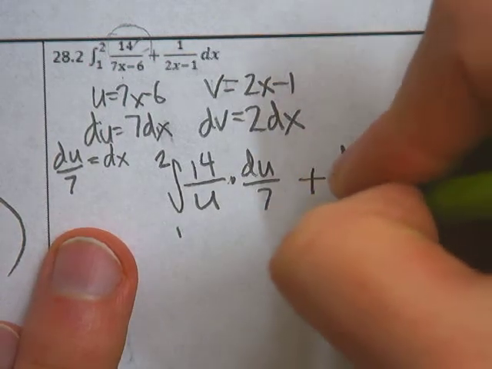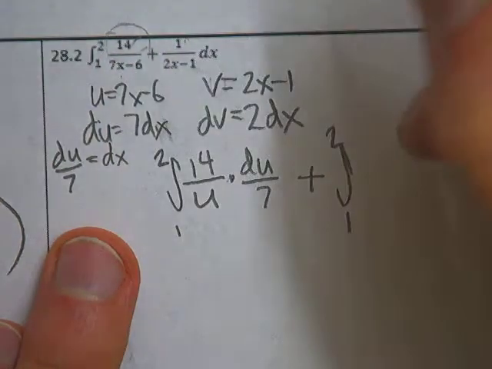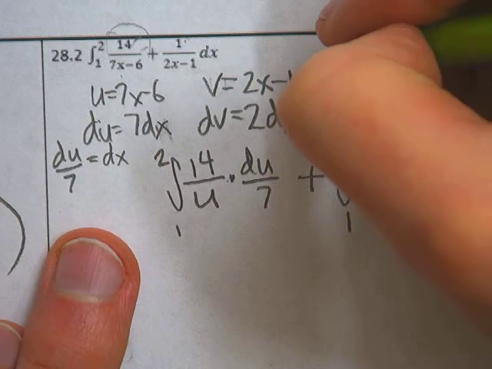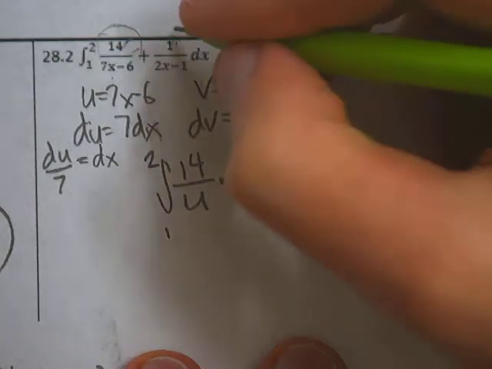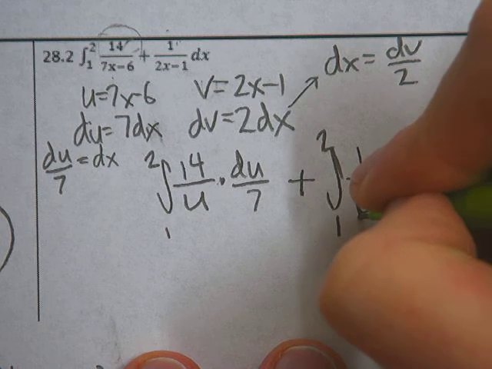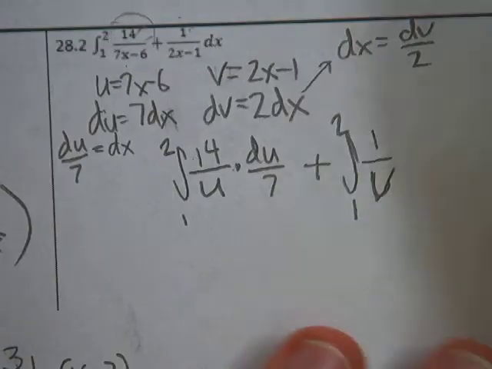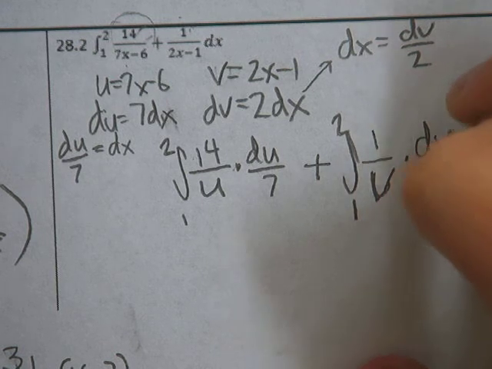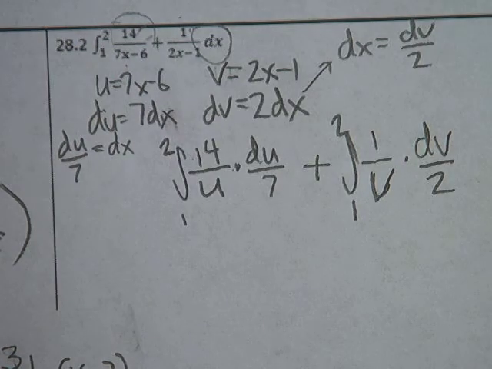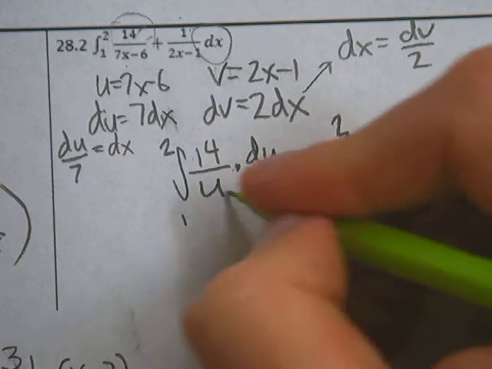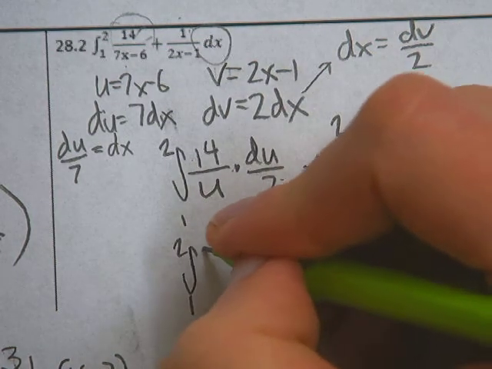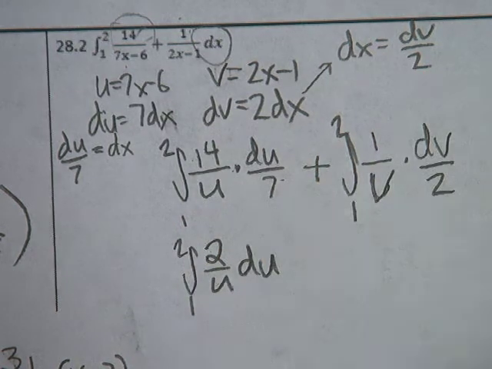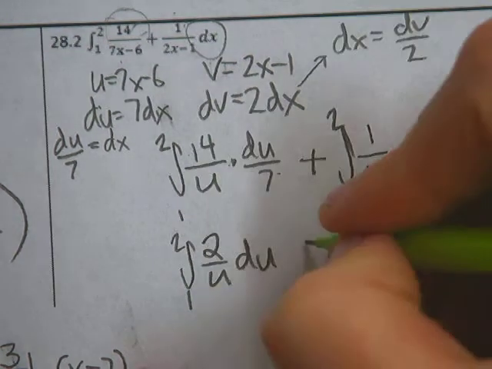And I'm going to add to it the integral from 1 to 2 of the second part. So here, I should have also solved for dx here. So dx equals dv over 2. So I'm going to have 1 over v, yeah, it looks fine, times dv over 2, which I plugged in for dx here. So I split this into two integrals and plugged in my variables. Now let's simplify this real quick on the left side here. 14 divided by 7 is just 2. So this is 2 over u du. This guy I can also simplify.